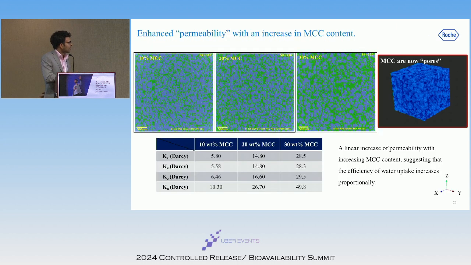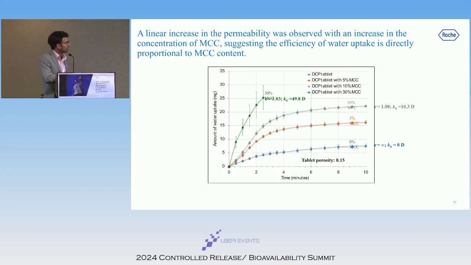What we see is with an increase in the concentration of MCC in the pure DCP tablets, the permeability rate constant increases linearly, as can be shown here. And that's the reason why we see an enhancement in water uptake for tablets that are admixed with higher concentrations of MCC. So this underscores that for materials that are hampered with poor water uptake, adding materials like MCC can help overcome poor tablet disintegration and dissolution issues, and perhaps help achieve optimal bioavailability.